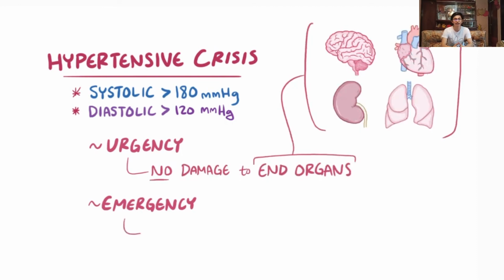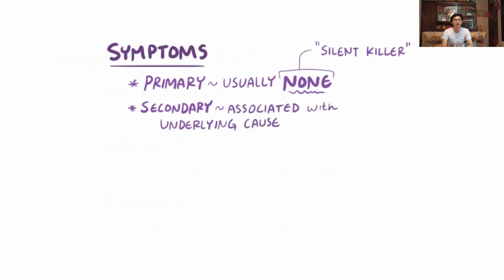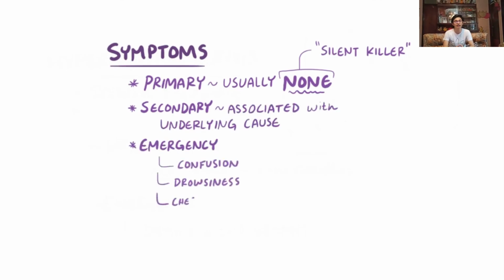On the other hand, hypertensive emergency shows damage to end organs. Symptoms of emergency show confusion, drowsiness, chest pain, and breathlessness.